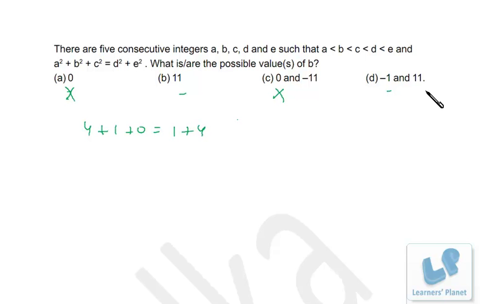You don't have to check for 11 because that will be an unnecessary waste of time, right? We don't have -1 separately, so -1 and 11 is the correct choice, option D. I hope you are clear. Do not make any sort of equations because it will be a really time-consuming process to solve an equation. Okay.